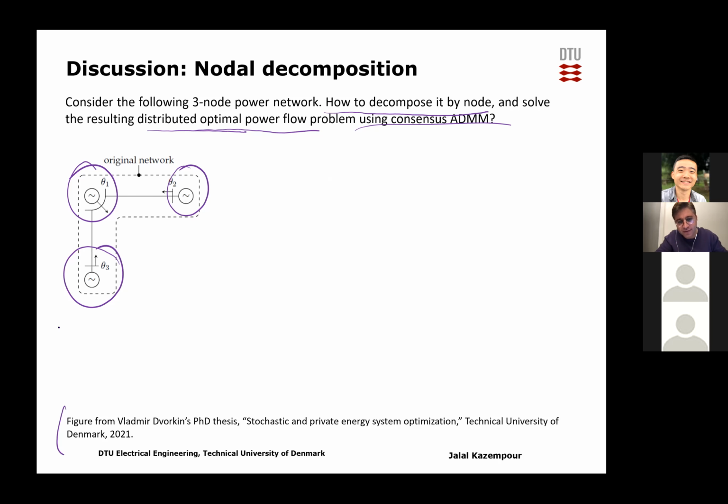Any idea how can we do that? And that would be amazing. Assume that you have a system of, I don't know, thousands of nodes. If we manage to decompose it by node, that would be amazing. So any idea how we can decompose it? And the question is, we would like to use consensus ADMM. So what the common variable is here?